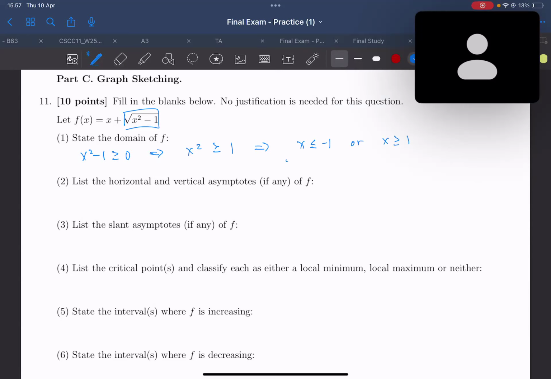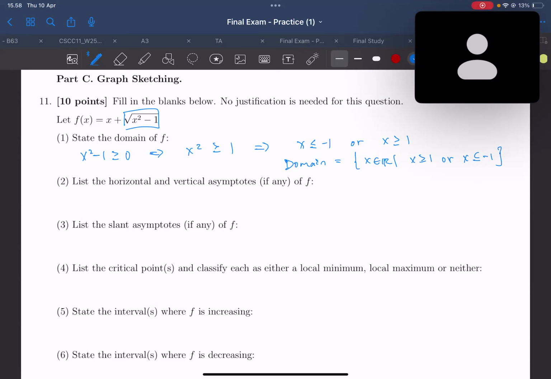So if you want to put it as a set, the domain is x is a real number such that x is greater than or equal to 1, or x is less than or equal to minus 1. So this will be our domain of the function. The next thing is to do the vertical and horizontal asymptotes. In this case, we will not have a vertical asymptote because generally vertical asymptotes arise if you have a fraction, then you just set the denominator to 0. Generally it's that.